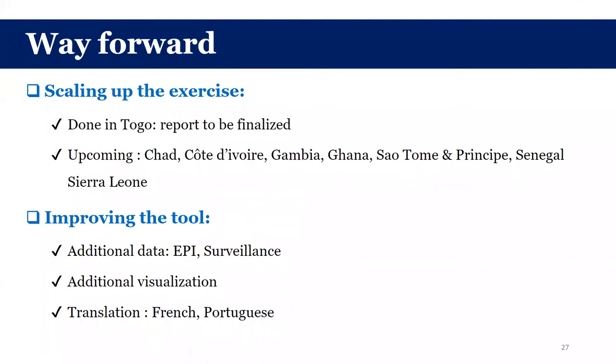So the way forward is to scale up the exercise. We are to complete the one in Togo. We have 7 more countries that have been approved for that. If you are working in a country that fits that and you are interested in doing that assessment, you just have to reach out to any of us so that we can show you the way to get there. I can say that the technical assistance for this assessment is granted. It is secure. You just need to send a request from the country and then we can step in and help you to do that.